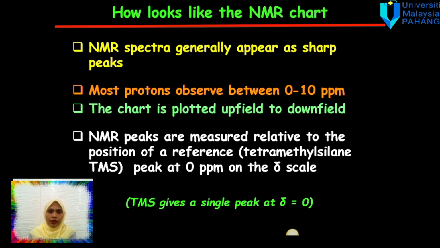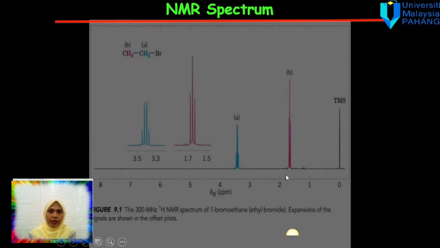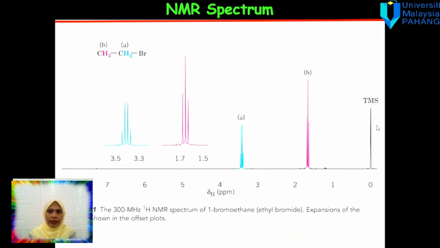In this session, we will discuss in detail the NMR spectrum. NMR spectra generally appear as sharp peaks, and most protons are observed between 0 to 10 ppm, and the chart is plotted from upfield to downfield. NMR peaks are measured relative to the position of a reference, tetramethylsilane or TMS, peak at 0 ppm on the chemical shift scale. This is how the NMR spectrum looks, where the TMS chemical shift is always at 0.